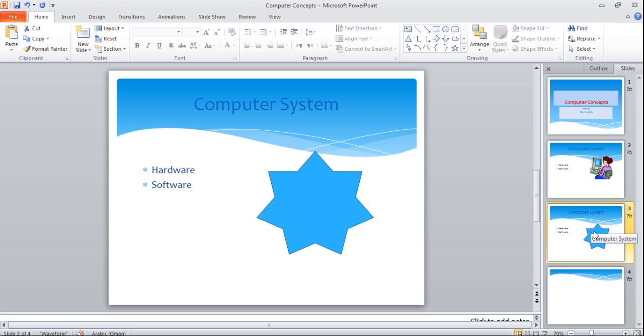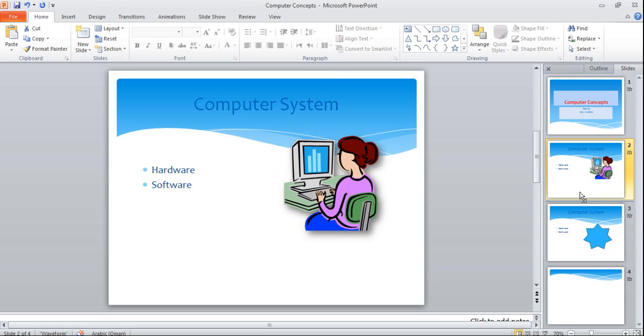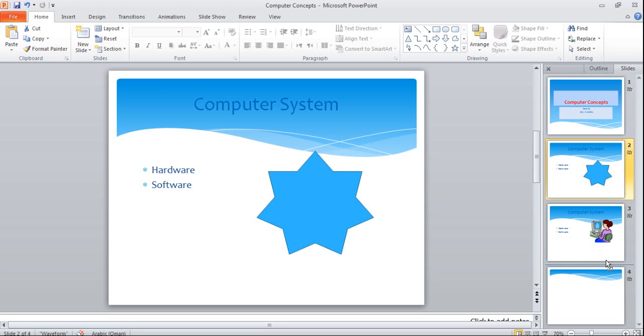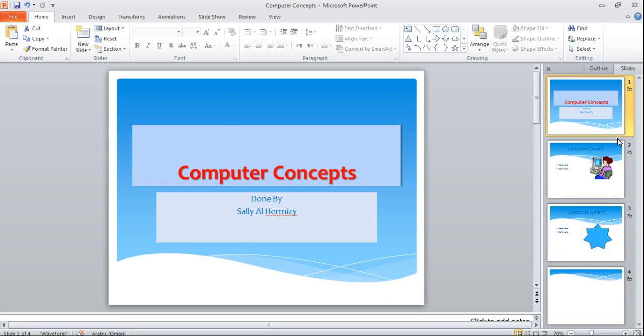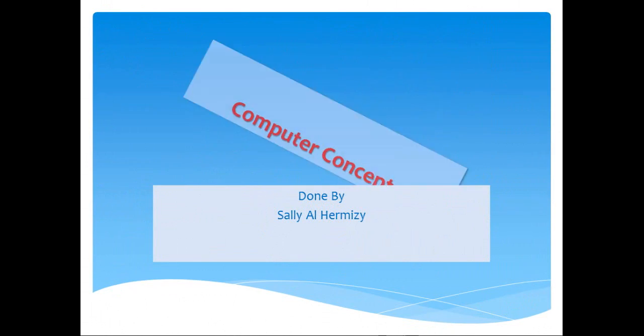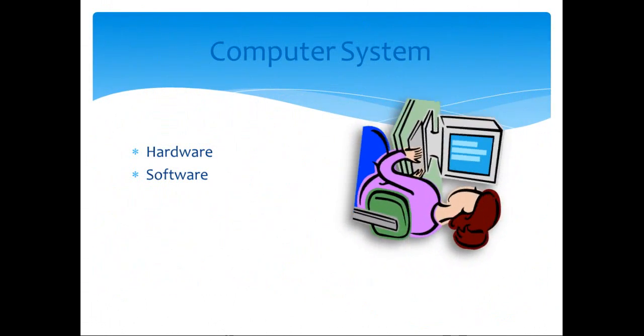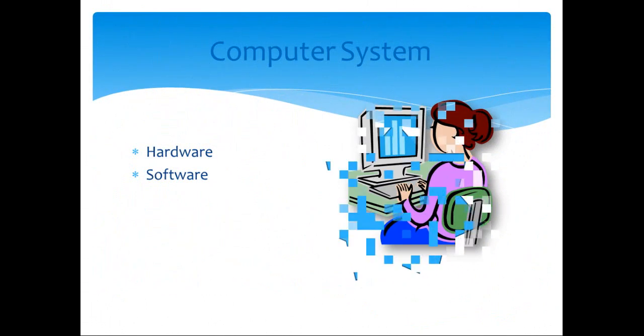We can also do rearrangement. Say for example, I can bring slide 2 and keep it behind the slide 3, or bring slide 3 and keep it behind slide 4. You can rearrange your slides. Now if we do a presentation now, you can see this is our first slide, second slide, third slide, and fourth slide.